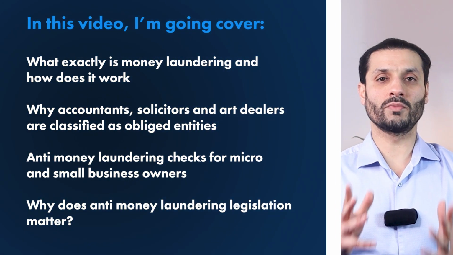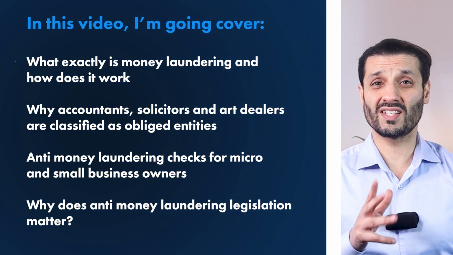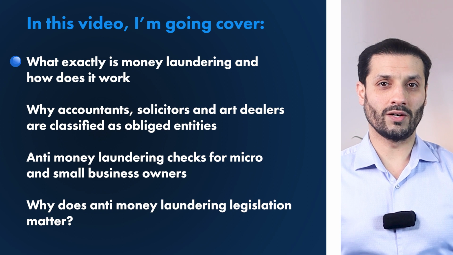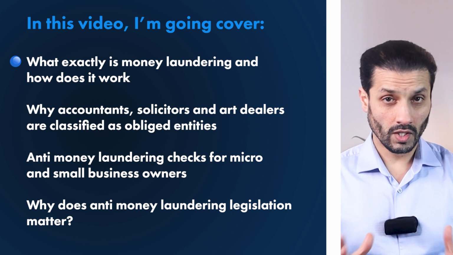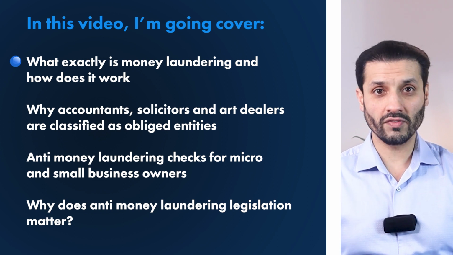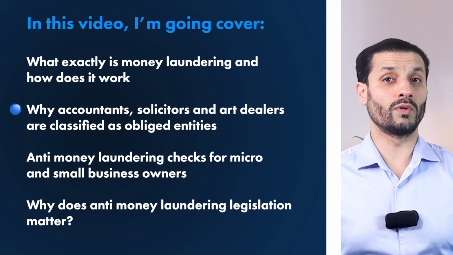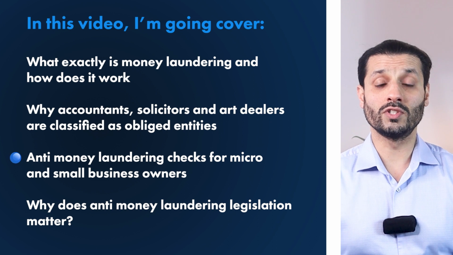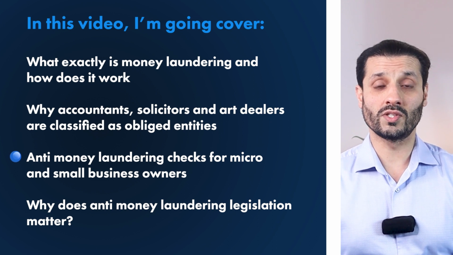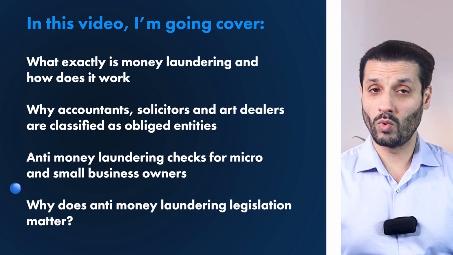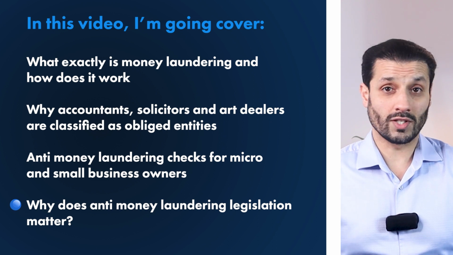So here's the following things I'm going to cover in this particular video. What exactly is money laundering and how does it work? I'm going to use a simple example to help illustrate it clearly, enough at least. Why accountants, solicitors and art dealers are classified as what's known as an obliged entity, anti-money laundering checks for micro and small business owners like yourself, and finally, why does anti-money laundering legislation actually matter?